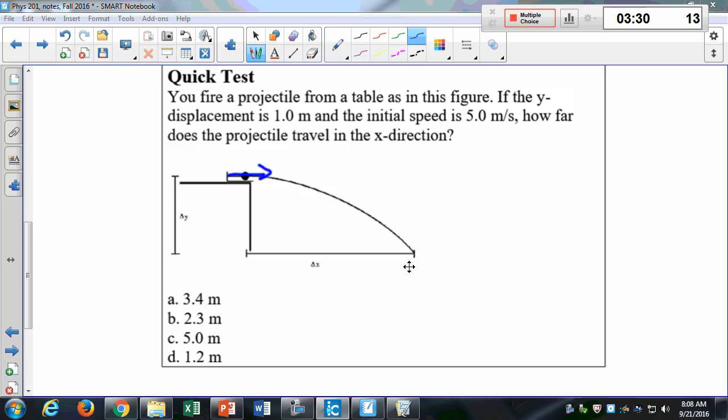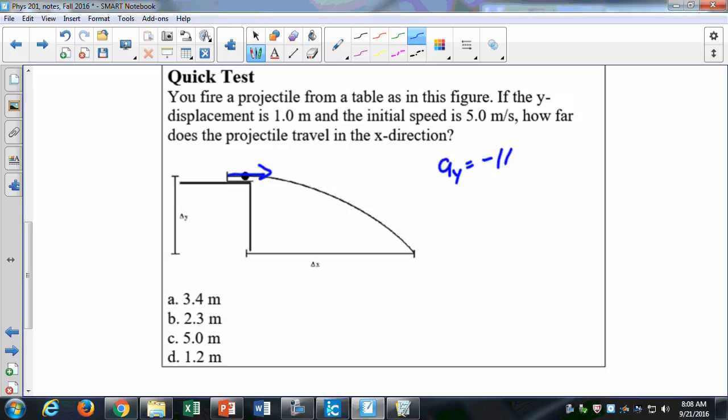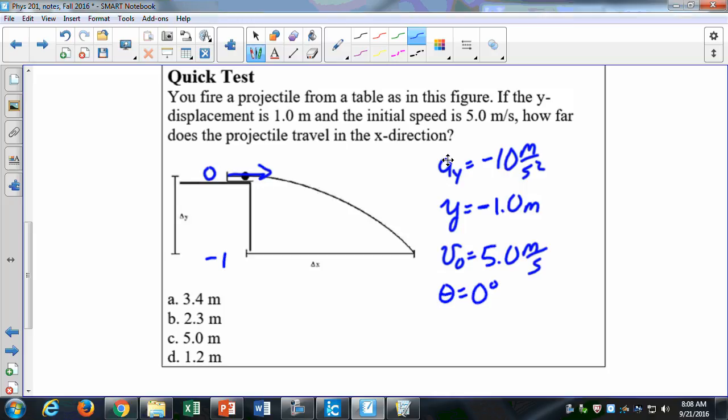I'm going to write down what we know here. I know that my Ay is equal to -10. I know that my Y displacement is 1 meter. Wait, is it 1 meter? Or is it what? It's actually -1, because I'm starting up here at 0 and I go down to -1. I know that the initial velocity is 5 meters per second. And I know that the angle theta equals 0 degrees.